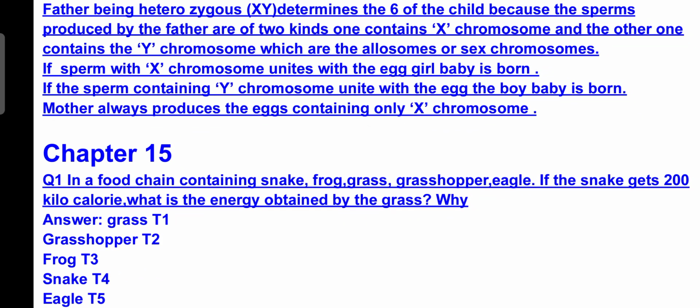If the X chromosome containing sperm unites with the egg, a girl baby is born, and if the sperm containing the Y chromosome unites with the egg, a boy baby is born. So the mother, being homozygous, always produces eggs containing only the X chromosome. So she cannot determine the sex of the child.